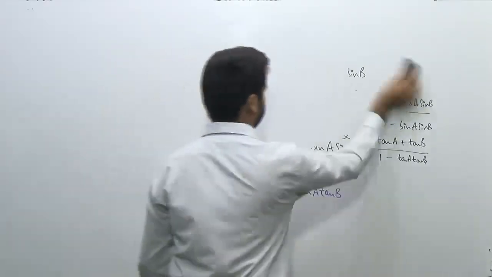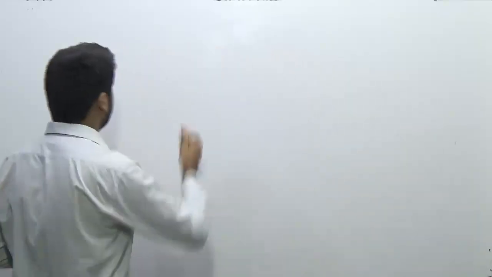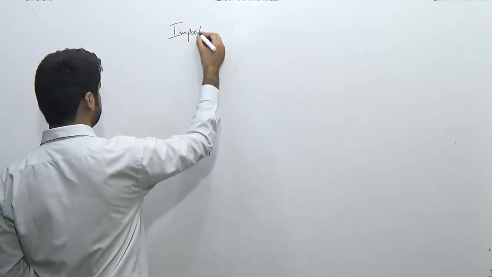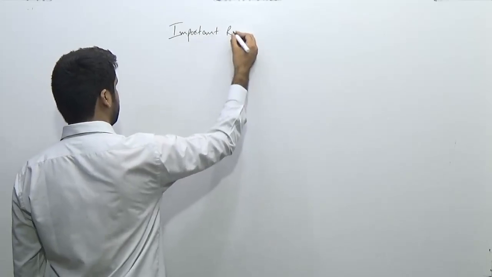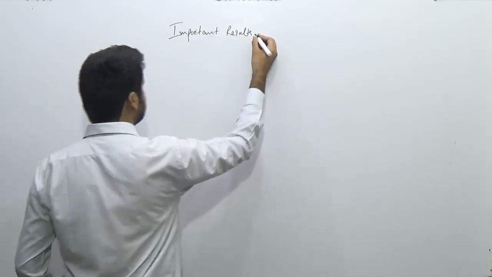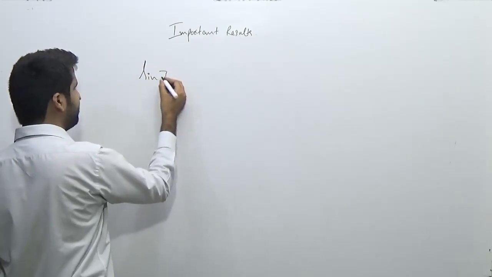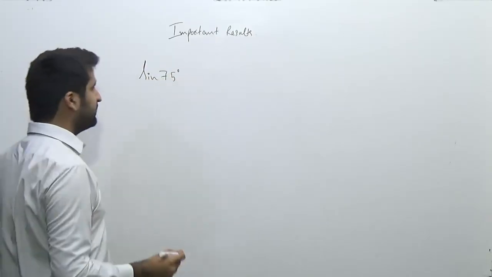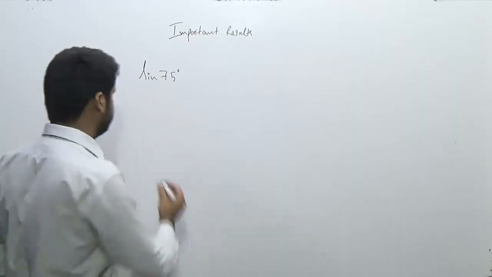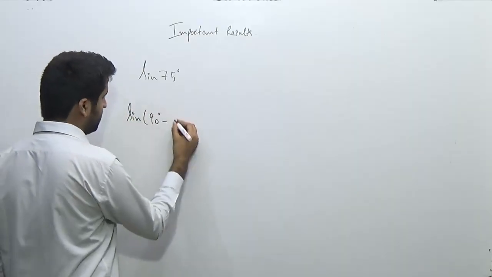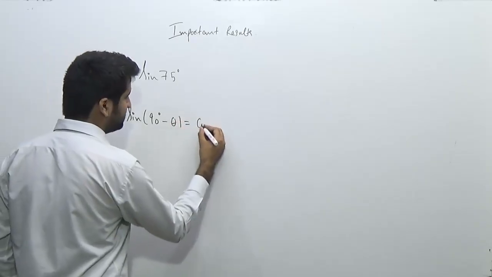So by these, let's do one or two more very important results. By using these formulae, we'll try to find out the value of sine 75 degrees. Now, as we know that sine of 90 minus theta will be equal to cos theta.